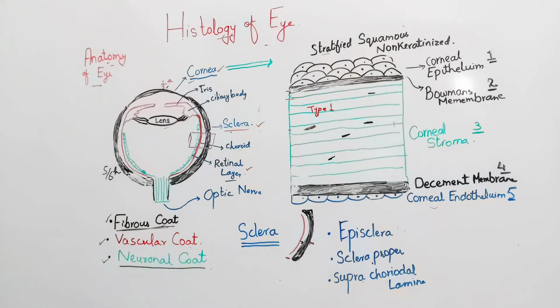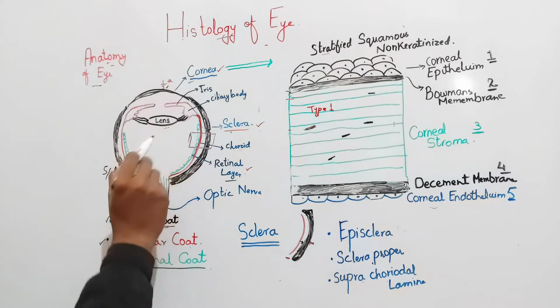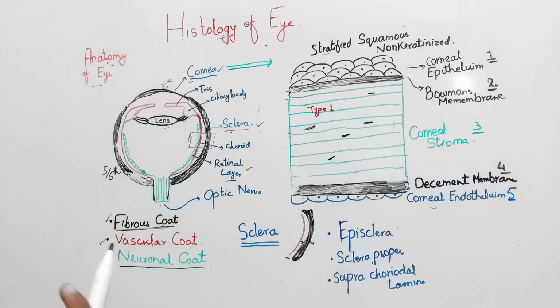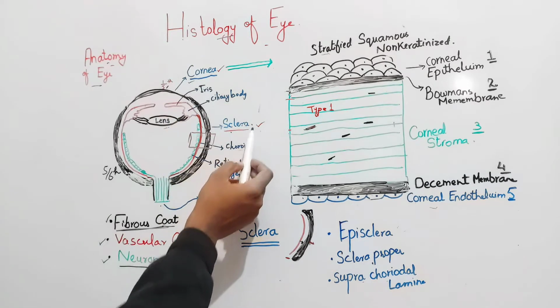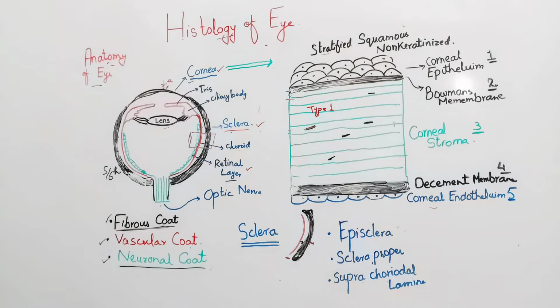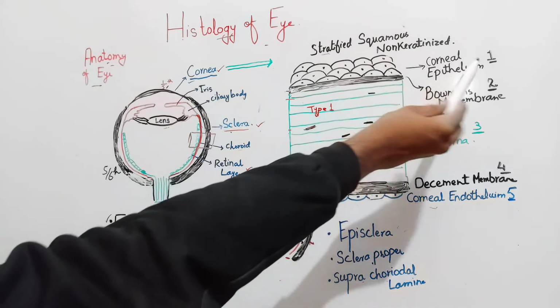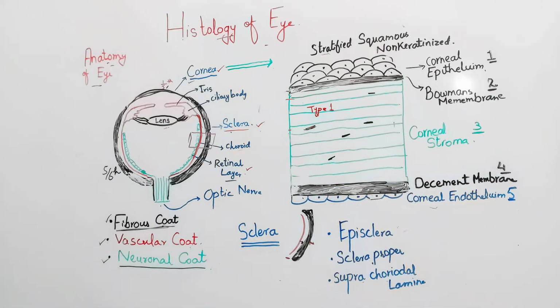This is the optic nerve, this is the lens. Now, from the histology point of view, we will discuss the three most important: number one is the cornea, then the sclera, then the retinal layer. First of all, we will discuss the cornea. The cornea consists of five parts.